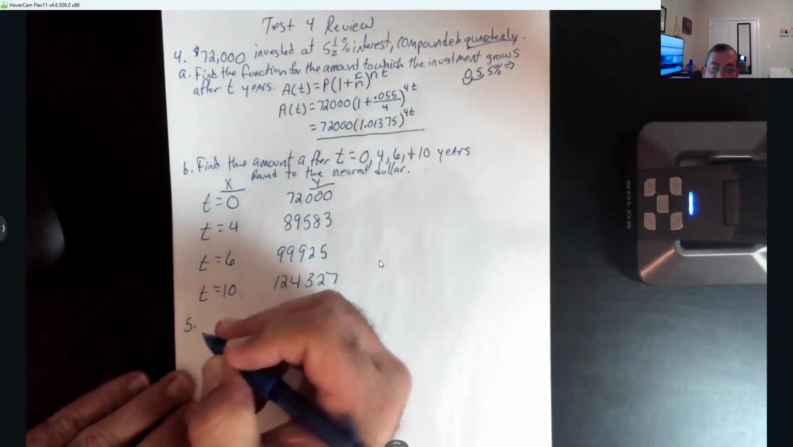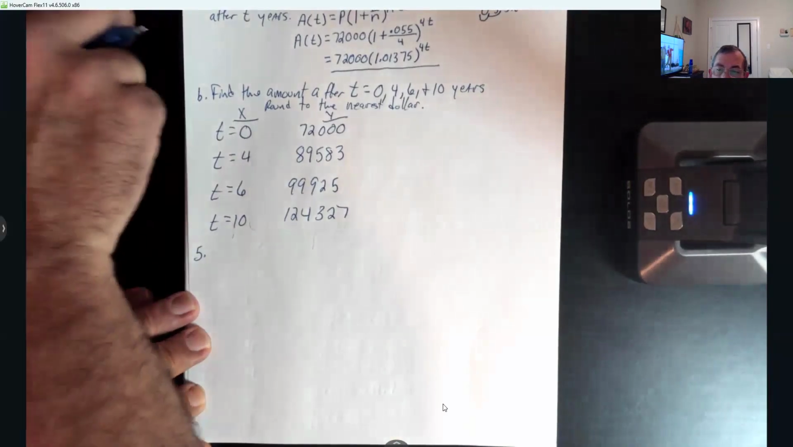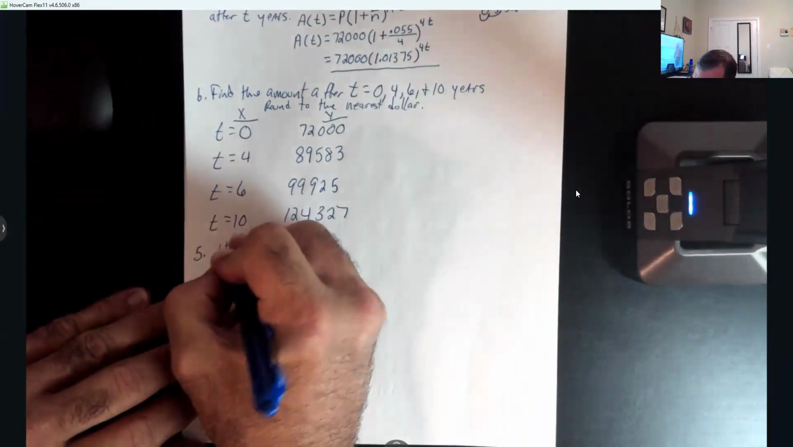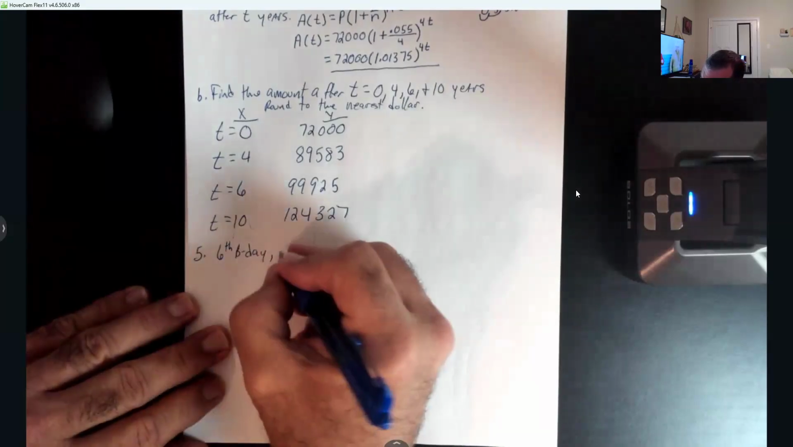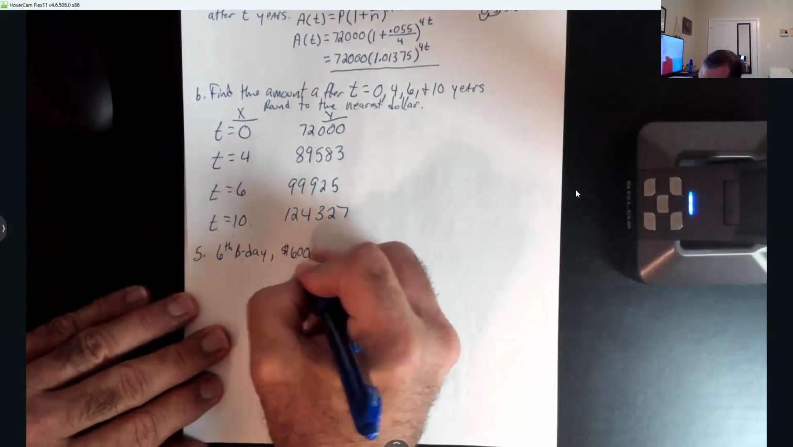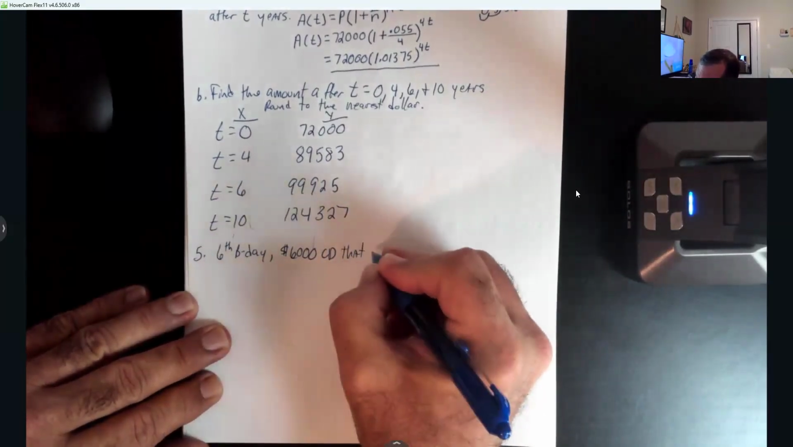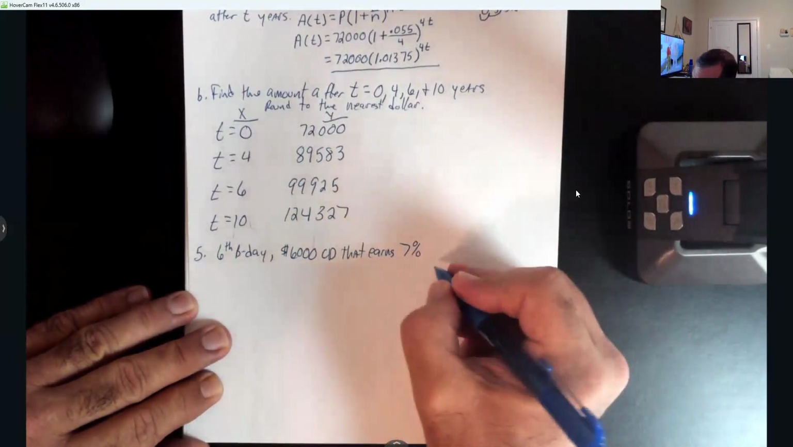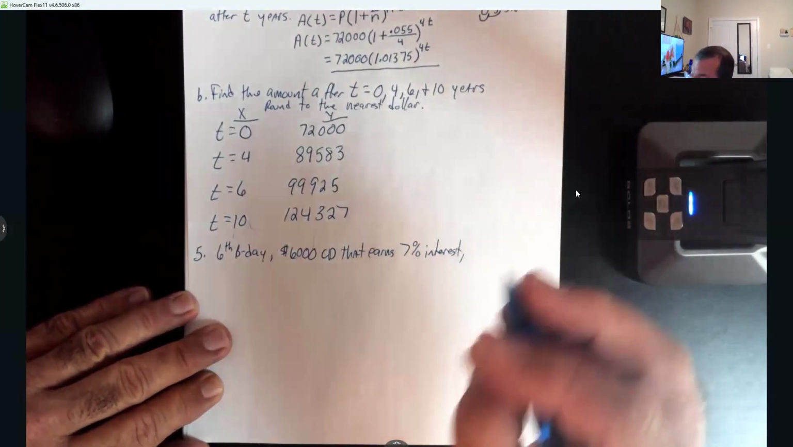All right, next is number 5. So number 5 was using this formula again. And this is where the little girl had the birthday, okay? So on Melissa's 6th birthday, she gets a $6,000 CD that earns 7% interest compounded quarterly.